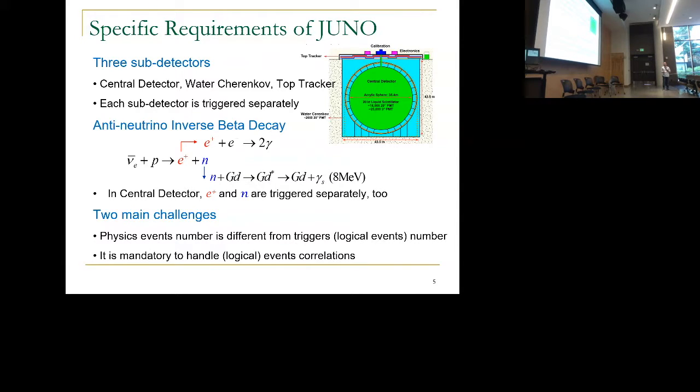So there are 2 main challenges. First, the physics event number is different from the trigger number, or the logical event number. And second, it's mandatory for us to handle the logical event correlations.